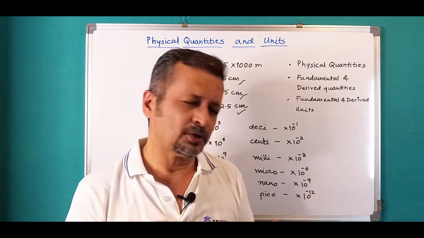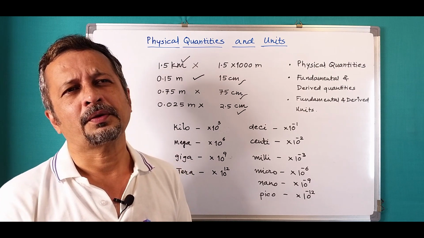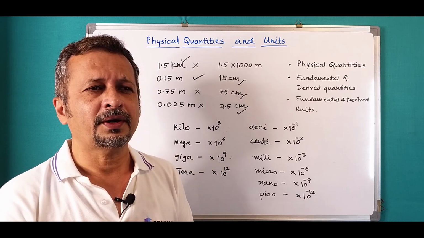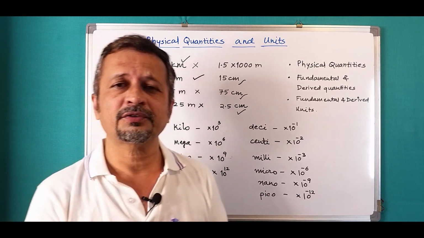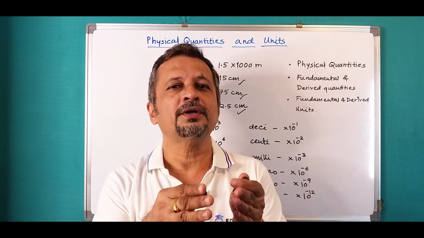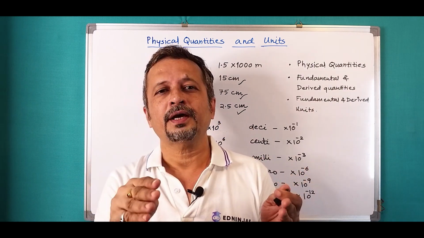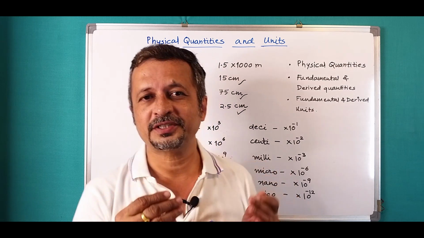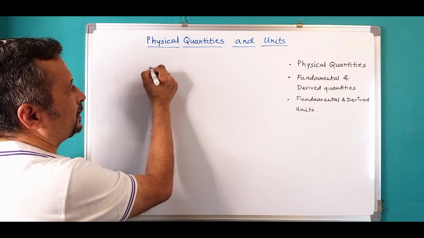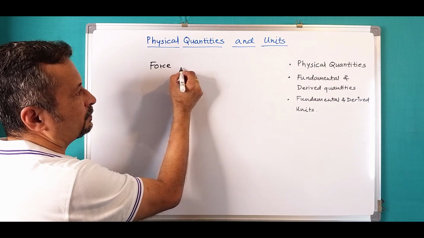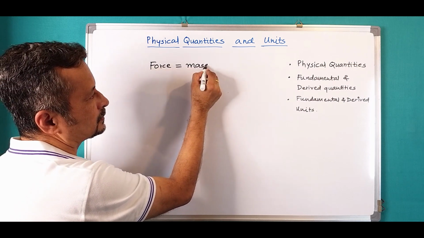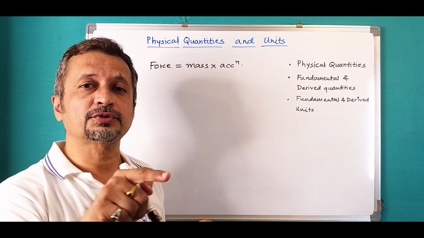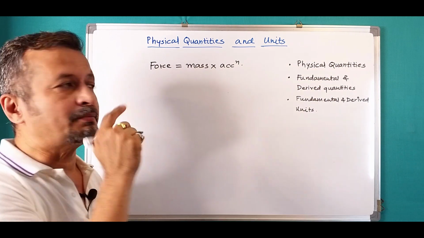Okay, and then we go to the units of fundamental and derived quantities. I told you that for getting units of derived quantities, you just have to put the formula over there and then substitute the units of fundamental quantities, or the base units. I'll give you an example. So let us say force. We know that force is mass multiplied by acceleration, right? So for getting the unit of force, I'll substitute units of mass and acceleration.